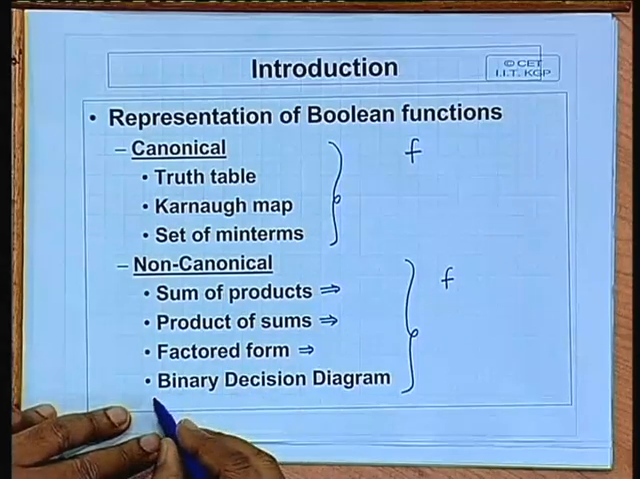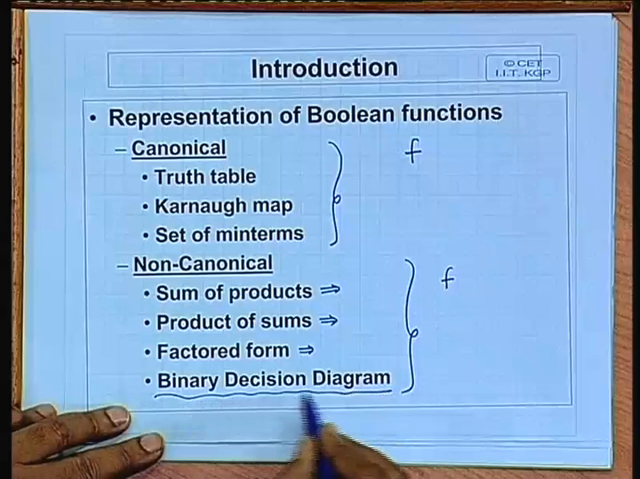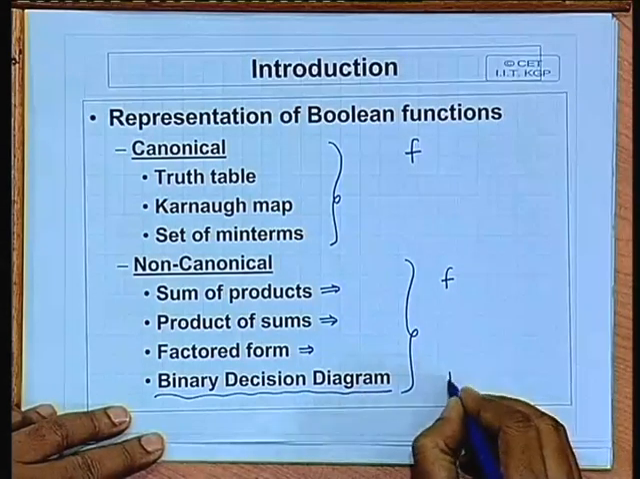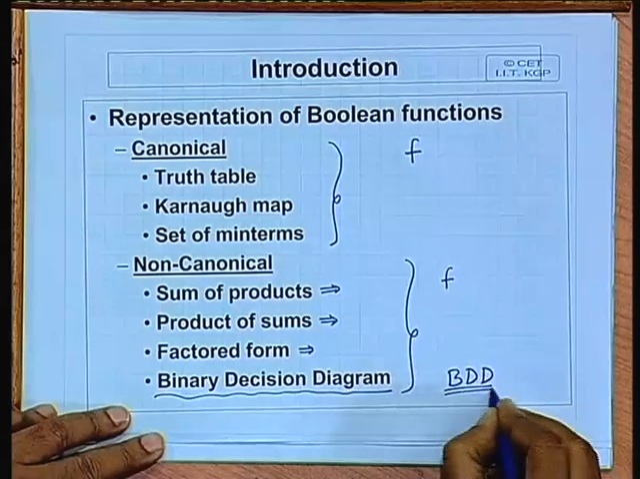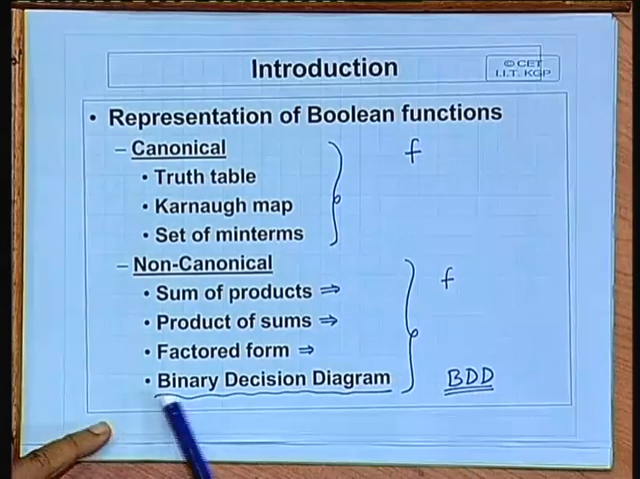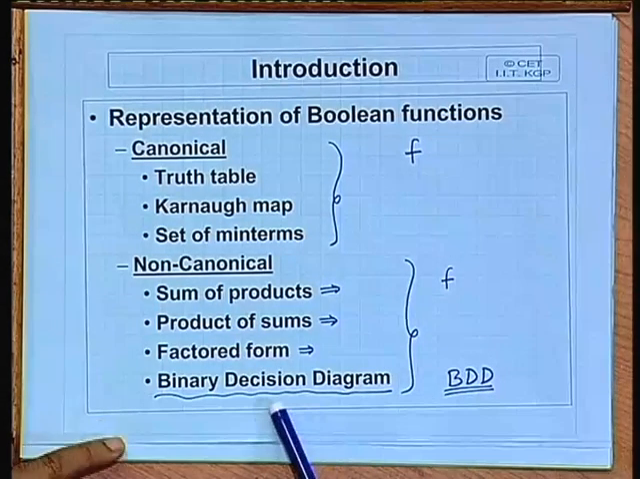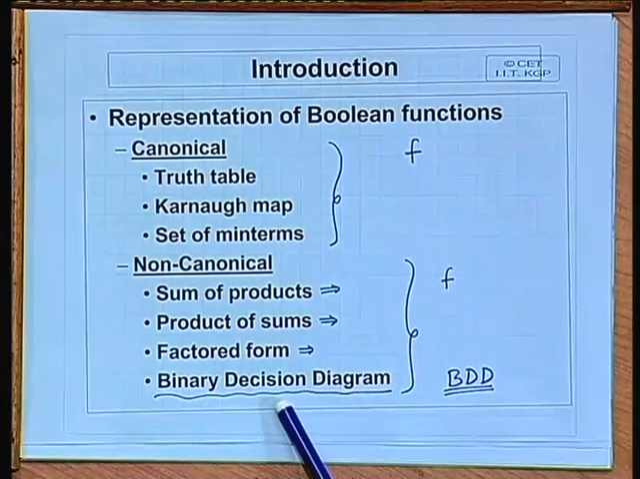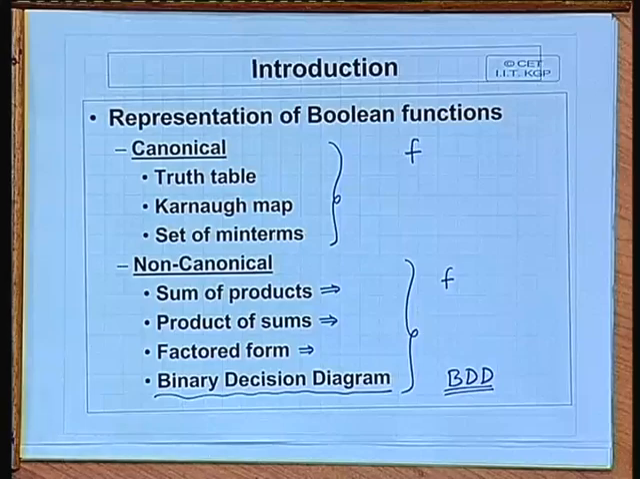Now, here we are interested in the representation called binary decision diagram, which is called BDD in short. You will see BDD is also not a canonical representation, in the sense that the nature and the look of this diagram can vary depending on certain parameters. So, here we will be looking at binary decision diagrams.